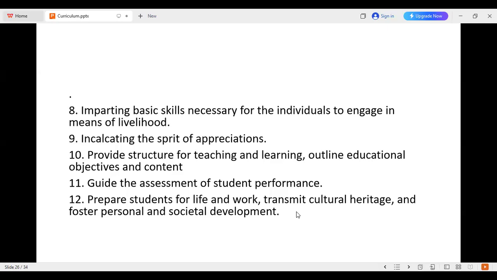Number 12, prepare students for life and work. Employable citizen. After completing their education, if they are unable to fulfill the job market demand, without any income, without a job, they can't live a happy life in the society. Therefore, as I said, economic related benefits.